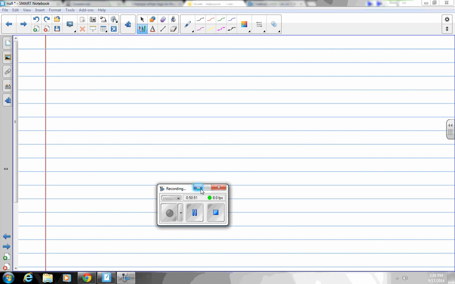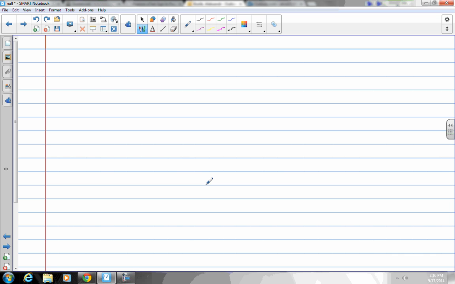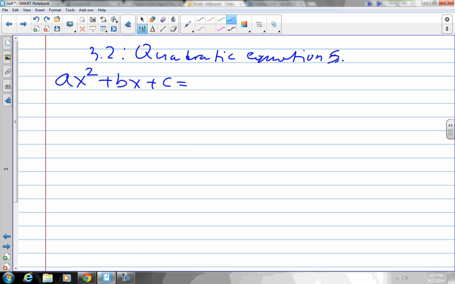Okay, so quadratic equations. Most of it will be a review, so I'm going to move fast. A general form of a quadratic equation is something that looks like ax squared plus bx plus c equals 0, provided a is not 0. Because if a is 0, you don't have a quadratic equation, you have a linear equation.